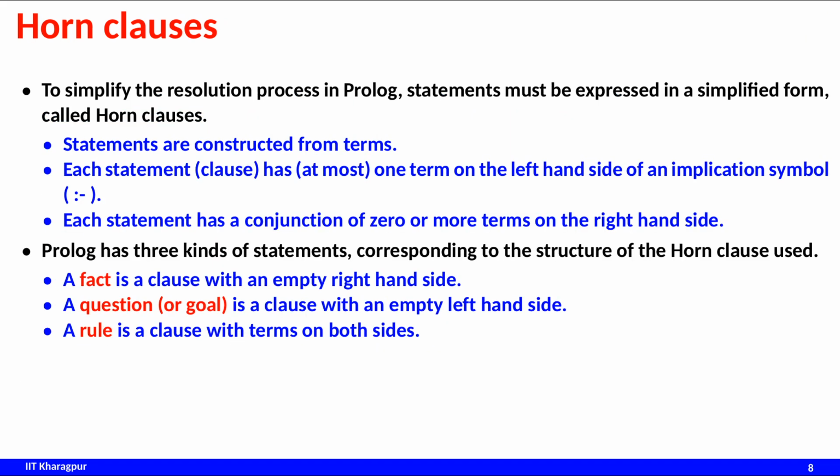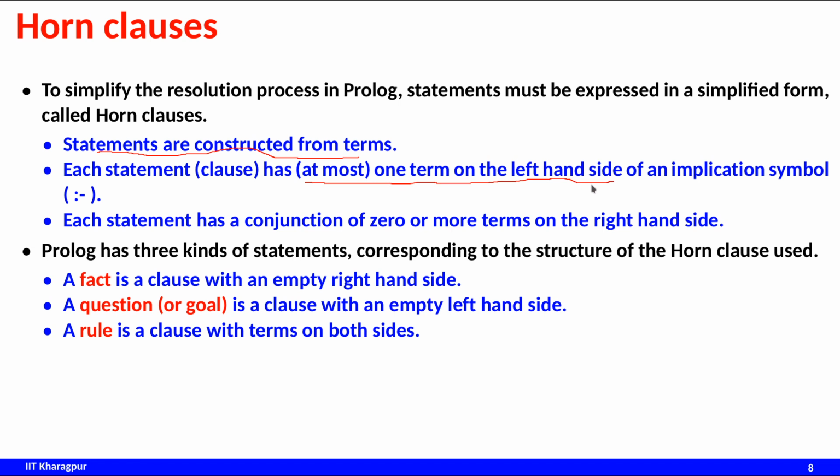When we talk about Prolog and predicate logic, Prolog supports predicate logic in a slightly simplified form, known as horn clauses. So what is that? Statements are constructed from terms, and each statement or clause has at most one term on the left hand side. This is with respect to Prolog. So the rule head will be only a single term. In terms of predicate logic, it will not be the left hand side but the right hand side of the implication.